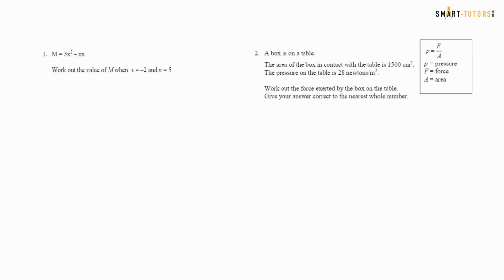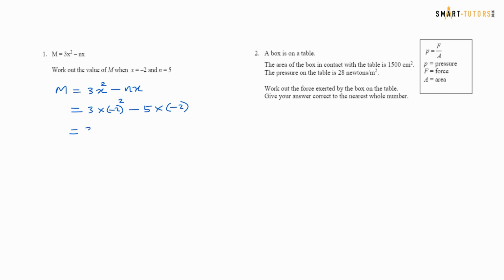Question number 1, m equals 3x squared minus nx, and work out the value of m when x equals minus 2 and n equals 5. So all we want to do is just rewrite the formula. So m equals 3x squared minus nx. So 3 times (minus 2) squared minus n, which is 5, times x, which equals minus 2.